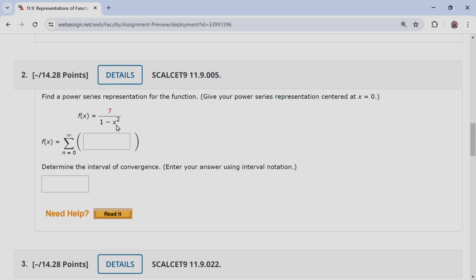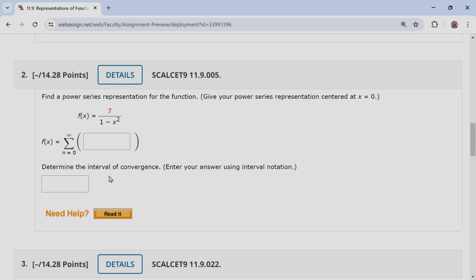So the first number is 7. The next number is 7x squared. The next number is 7x to the 4th. The next number is 7x to the 6th, and so on. So how are we going to write that? We're going to write that as 7x to the 2n, because for n equals 0, you just get 7. For n equals 1, you'll get 7x squared. For n equals 2, you'll get 7x to the 4th, and so on. So 7x to the 2n is what results here.